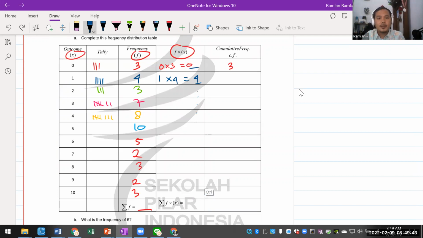And then the next one is the cumulative frequency. Be very careful with this one. The next number here is just adding this number with the next line, which is the frequency, because 3 plus 4 is going to be equal to 7. Okay.